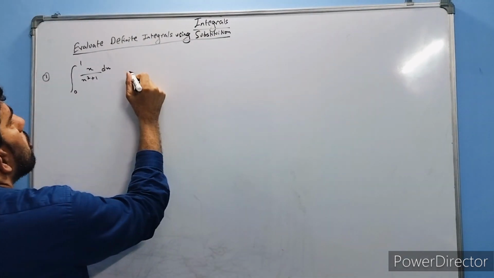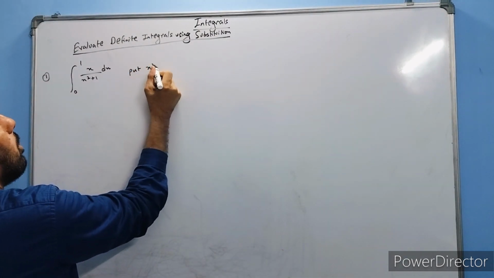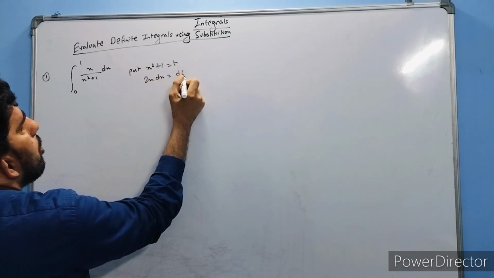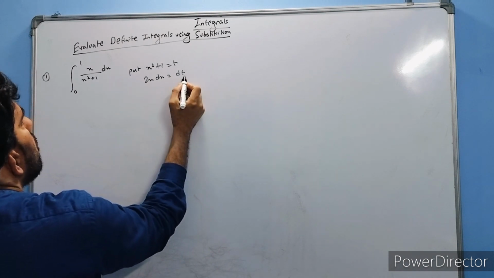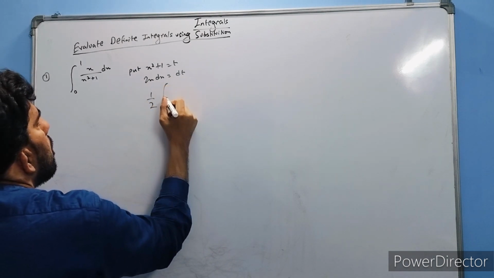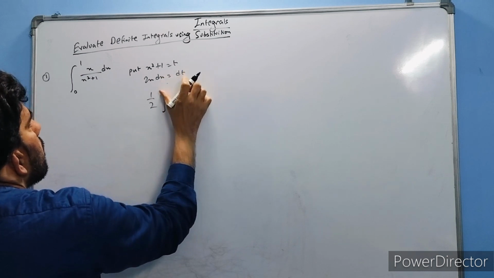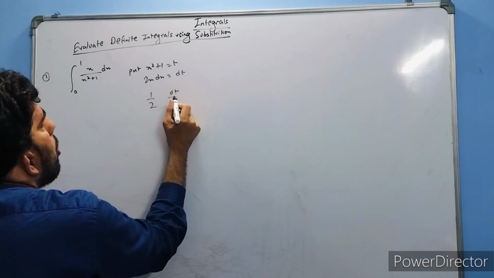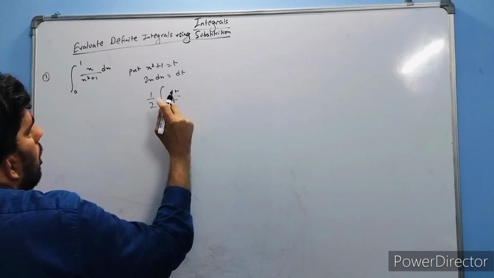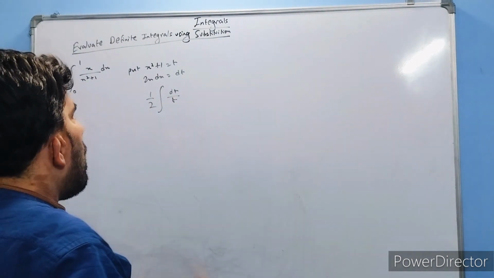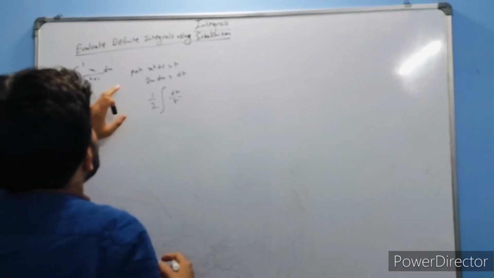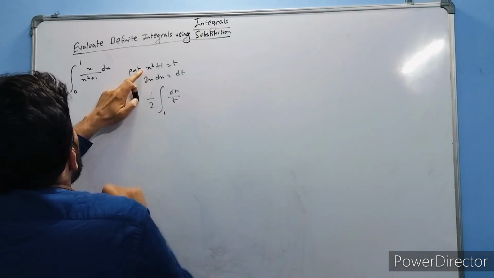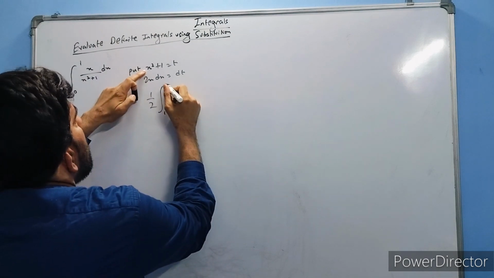How? Let us see. First, put x square plus 1 equal to t, so 2x dx is equal to dt. So x dx is equal to dt upon 2. So we can write here x dx as dt upon 2t. But now the limits will also change. How? If I put x equal to 0 here, t will be 1. If I put x equal to 1 here, t will be 2.